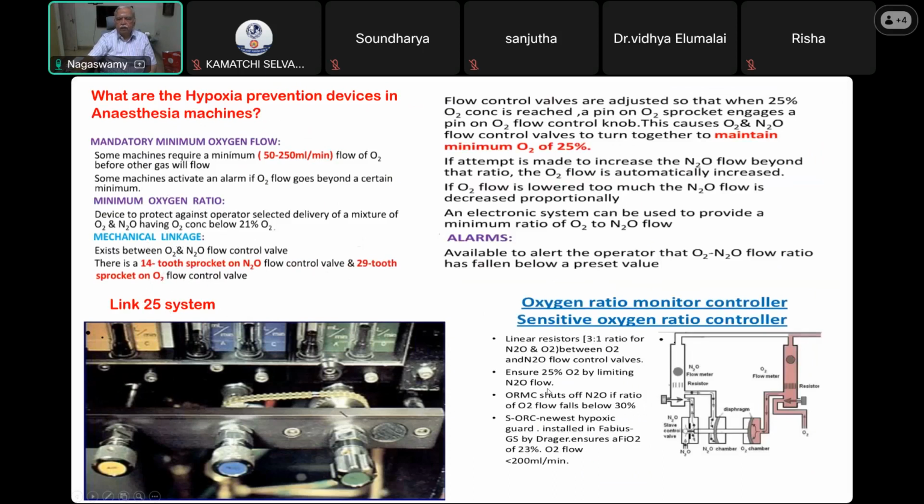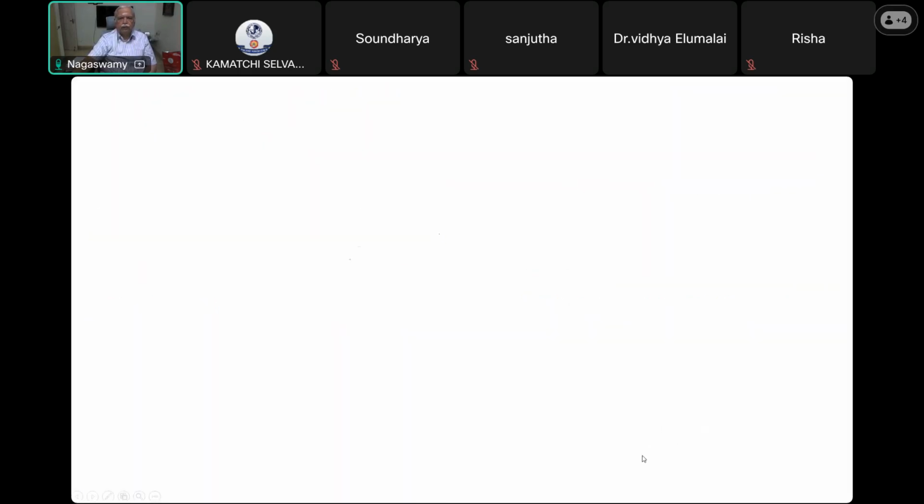Another, last method is oxygen ratio monitor control. Instead of using this chain and sprocket, you have resistive flow tubes which will adjust the pressure and allow the gas always to deliver 25%. So this is another modification of the same hypoxic mixture prevention. Instead of using the chain and sprocket, it is using what are called resistive flow tubes.